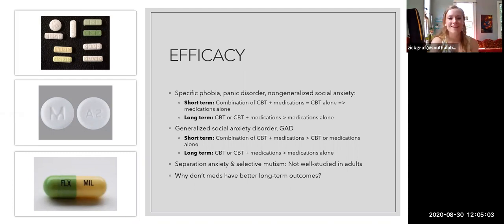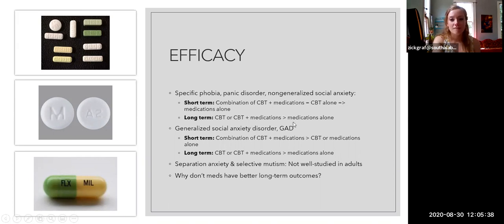In terms of efficacy, it depends on the disorder. So for specific phobia and panic disorder, and for performance anxiety, so non-generalized social anxiety, CBT, so cognitive behavioral therapy that emphasizes exposure, is better than medications alone. Sorry, this should just be greater than, not greater than or equal to, because the combination of CBT and medications is just as effective as CBT alone, and either one of them is better than medications alone.